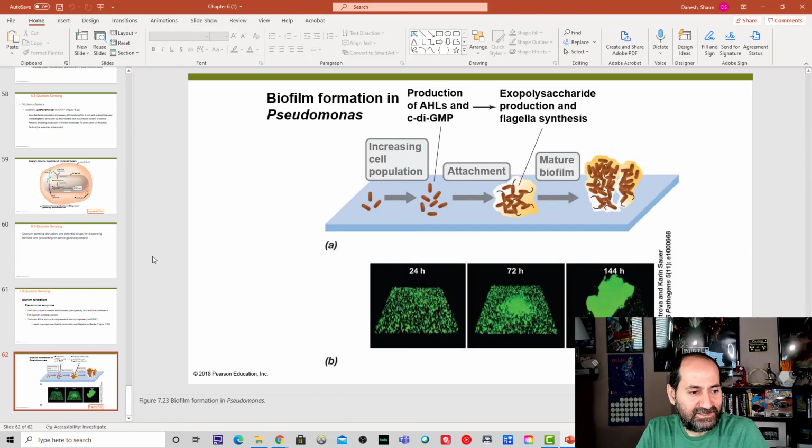And that leads to the end of this chapter. Very interesting chapter, a little bit long, but hopefully very educational, very interesting stuff.